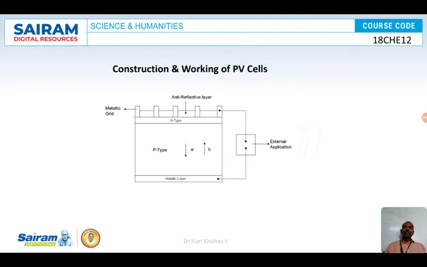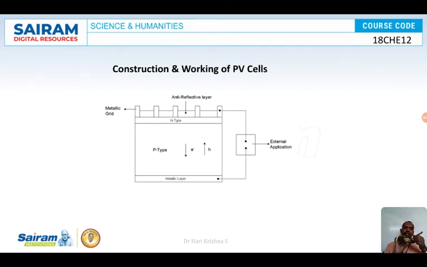When we take the cross section of your photovoltaic cell, it appears like this. One of the electrical contacts is made up of a metallic grid. The other electrical contact is a metallic layer. When sunlight falls on your photovoltaic cell, or PV cell, what should happen? Either it should reflect, it should absorb, or it should refract.